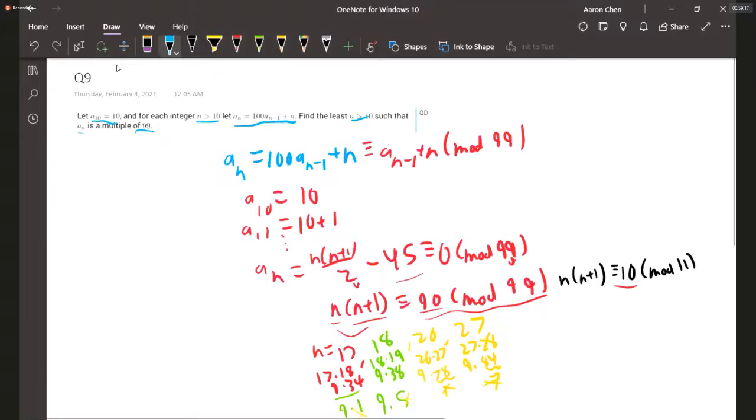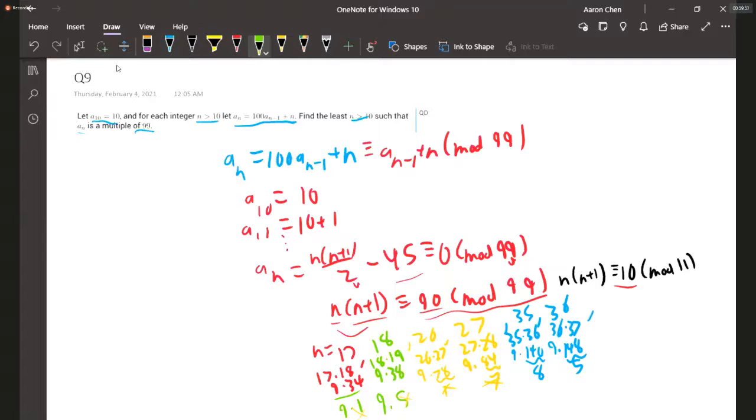And so now we can look at 35 and 36. And so when we do this, this is 35 times 36, and this is 36 times 37. And so this is 9 times 140, and this is 9 times 148. And when we look at these mod 11, we get that they are 8 and 5. And so this still doesn't work.